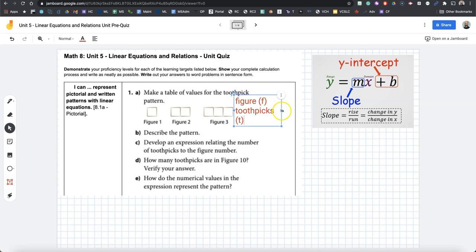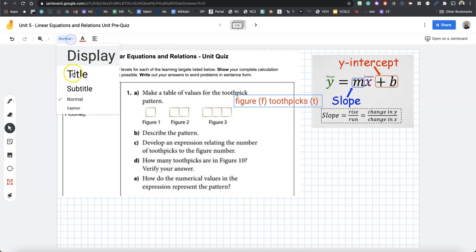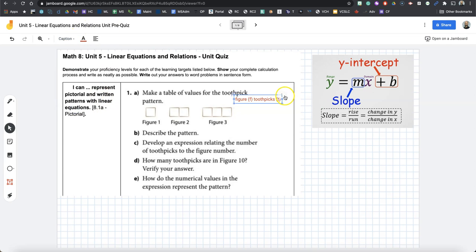I might need to make this font a little smaller, let's see if this will fit. Can I drag it this way? Oh, beautiful, lovely. Okay, there we go. All right, so editing my table of values.